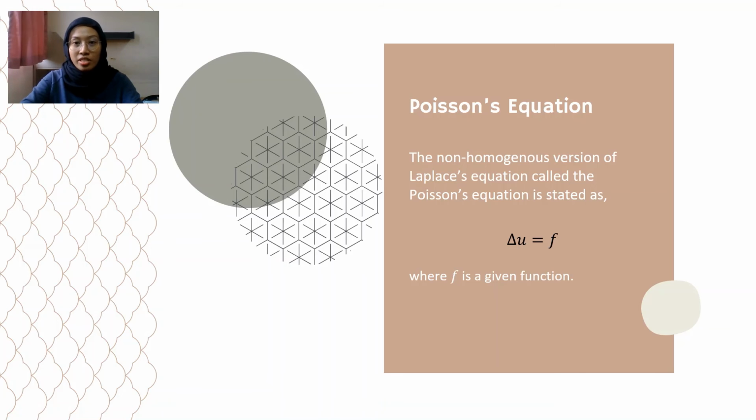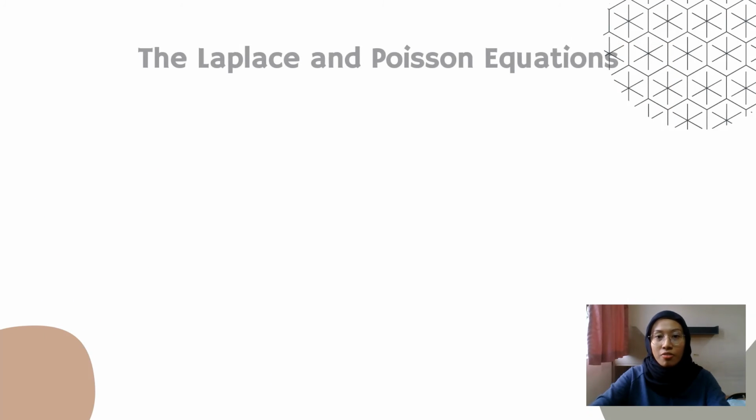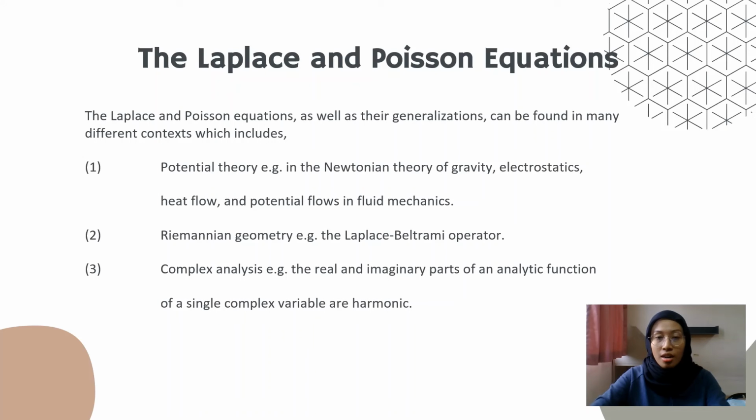The Laplace equation therefore converts one scalar function into another. The non-homogeneous version of Laplace equation, called the Poisson equation, is stated as delta U is equal to f, where f is a given function. Potential theory is the general theory of Laplace equation solutions. The solutions of Laplace equation are the harmonic functions, which are significant in many disciplines of physics, including electrostatics, gravitation, as well as fluid dynamics.